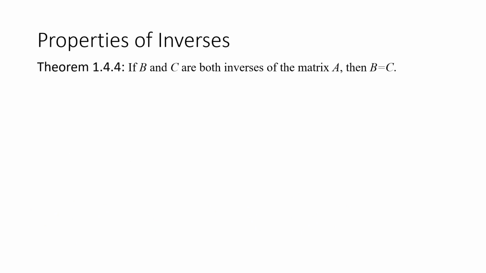So, properties of inverses. It is reasonable to ask whether an invertible matrix can have more than one inverse. And of course, this theorem shows that the answer is no. An invertible matrix has exactly one inverse. As you can see here in Theorem 1.4.4, if B and C are both inverses of matrix A, then B is equal to C.